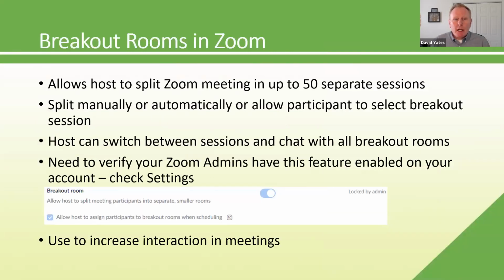Next, looking at breakout rooms. Breakout rooms allow the host to come in and split a Zoom meeting in up to 50 separate sessions. This split can be done manually or automatically, or you can allow the participant to select the breakout room that they want to be in. The host can switch between each of these sessions in the chat, going back and forth within the breakout rooms, but you're going to need to verify with your administrators of Zoom that you have this feature enabled on your account. And again, going back to check your settings for that.